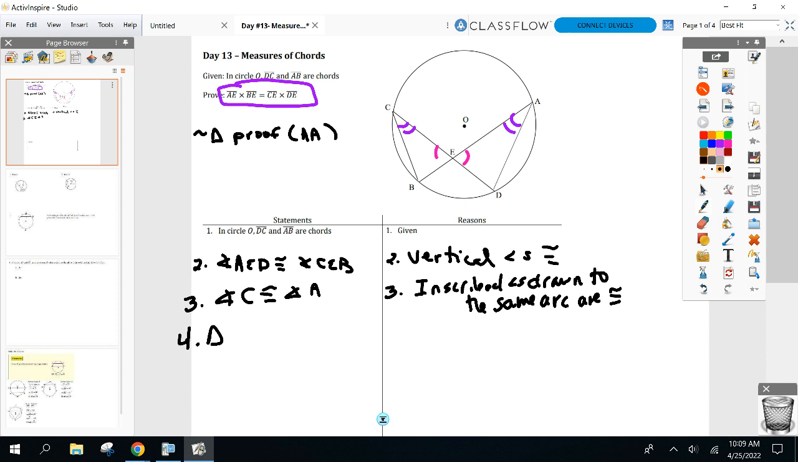So name them. Triangle CBE similar to ADE. Everyone check your statements. Did you write the similar sign or the congruent one? Make sure you wrote similar, not congruent. By angle, angle.